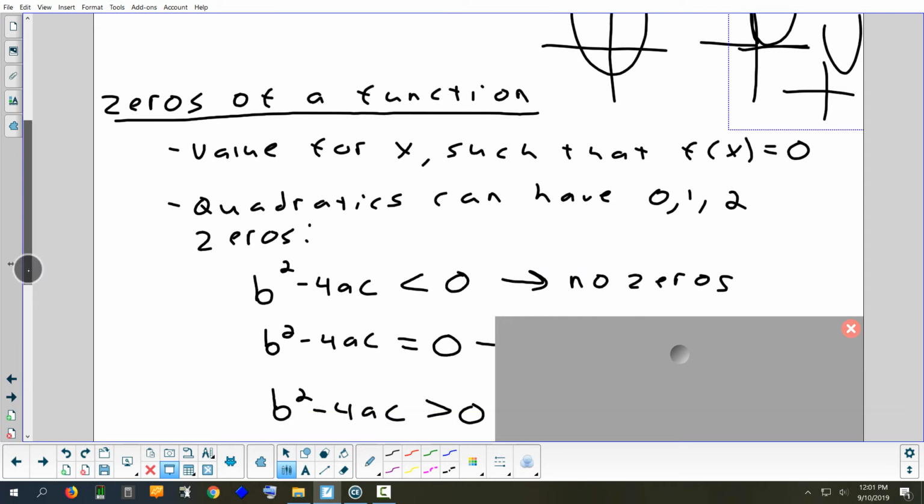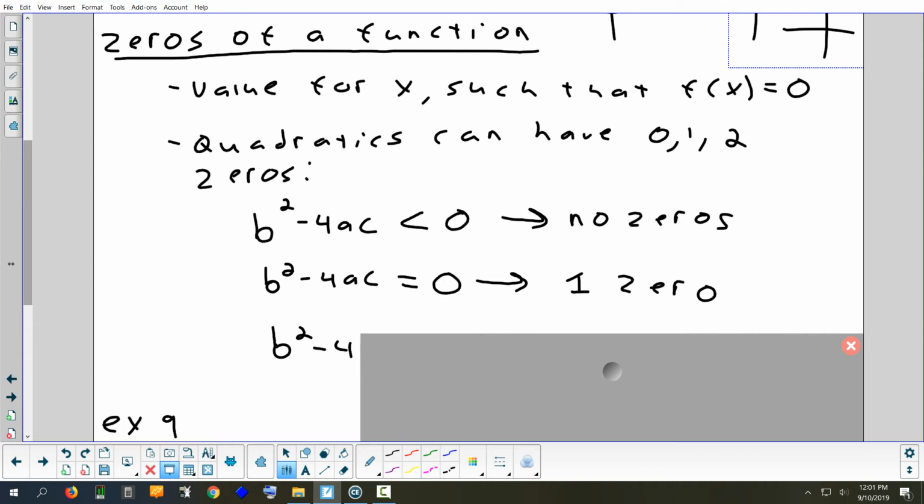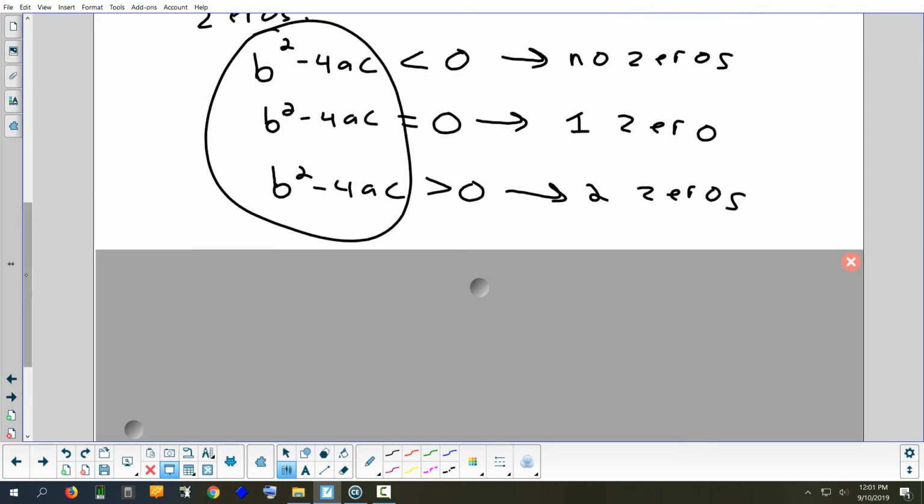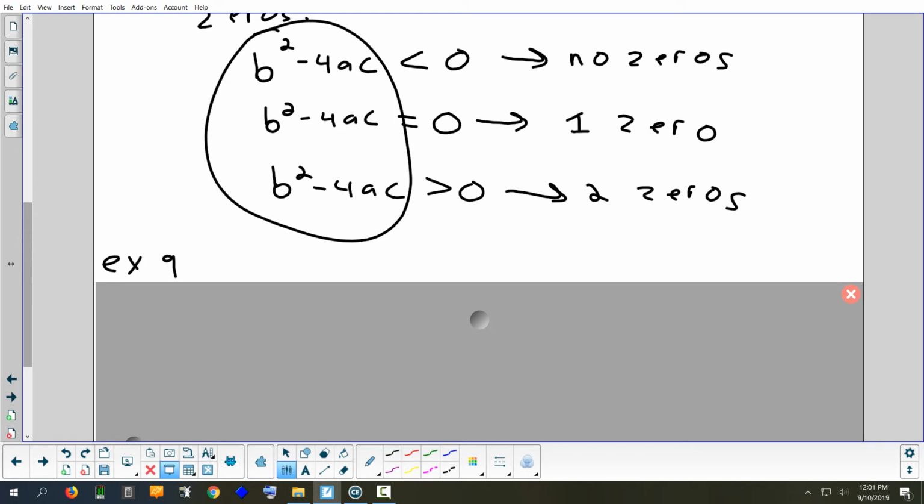No zeros. If you take the square root of something that comes out exactly 0, think about how many answers there are: 1. If you take the square root of something greater than 0, like 4, there are 2 answers, 2 and negative 2. So this is a quick calculation to tell you how many times a parabola crosses the x-axis, whether it comes out negative, 0, or positive. I'm going to hold off on that one.